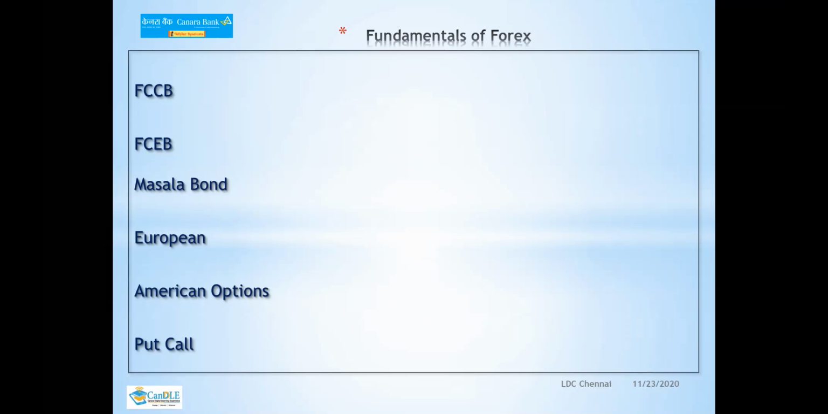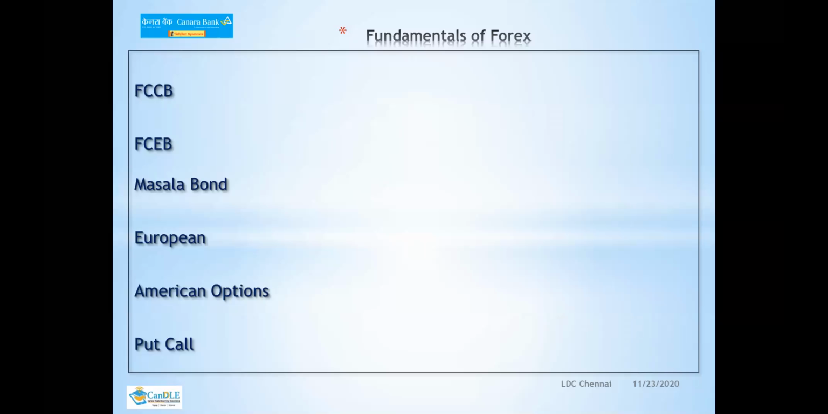Whichever is doing good. Suppose somebody has given FCEB to Canara Bank, some overseas investor. If Choice is good, the overseas lender can ask, instead of Canara Bank repaying the loan, you give me Choice shares. Or if Canara Bank mutual fund is doing good, instead of asking for Canara Bank repayment, they have the right to exchange for Canara Robeco shares. Like that, this is called foreign currency exchangeable bond and foreign currency convertible bond. Very important from the exam point.